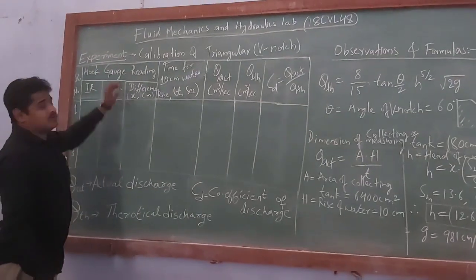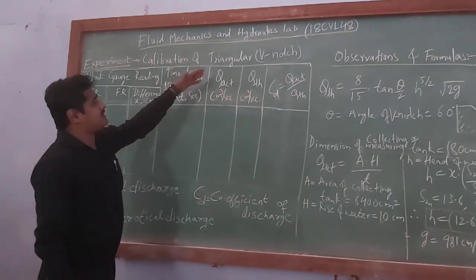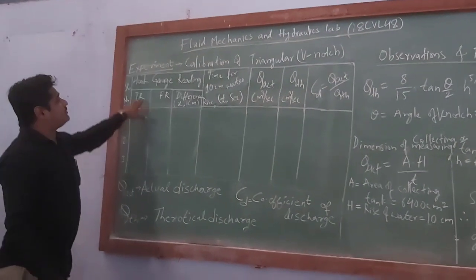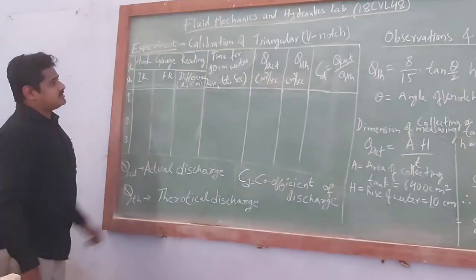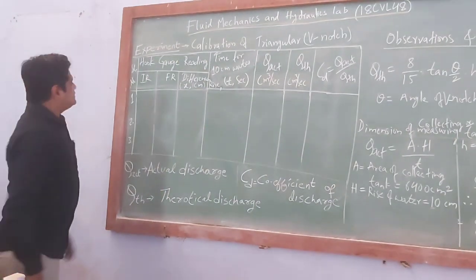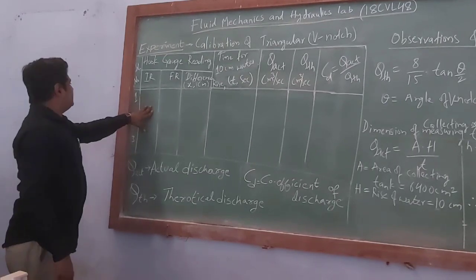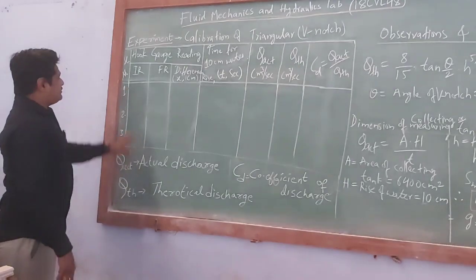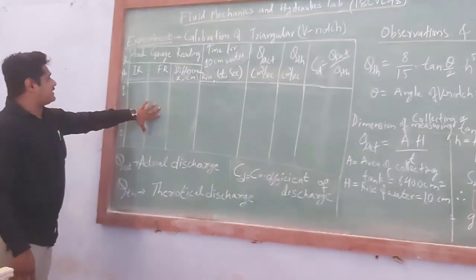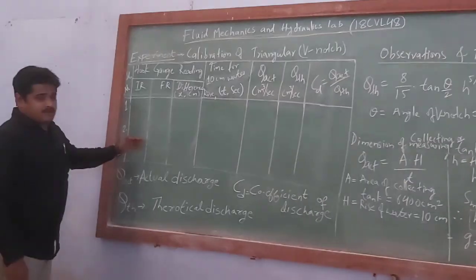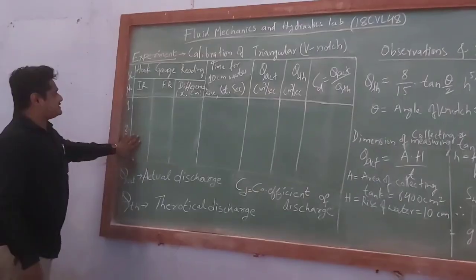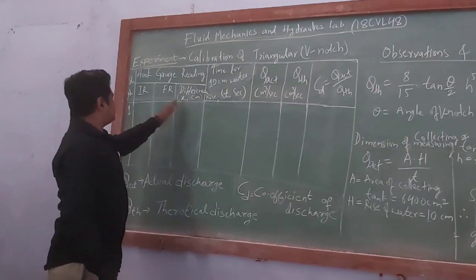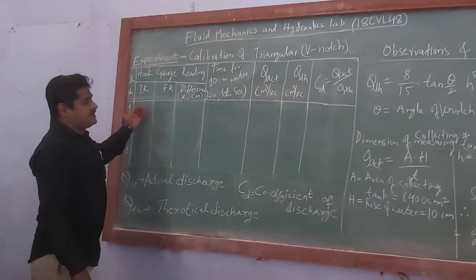Okay, we'll move on to the next experiment, that is calibration of triangular or V notch. So this is the table for the calibration of triangular V notch, and these are the observations and formulas. We'll start with the table where first we will be taking the hook gauge reading. There will be two readings, that is initial reading and final reading. Initial reading for each and every serial number will be the same, and final reading keeps changing. And this is the difference, x, which is nothing but the difference between final reading and initial reading.